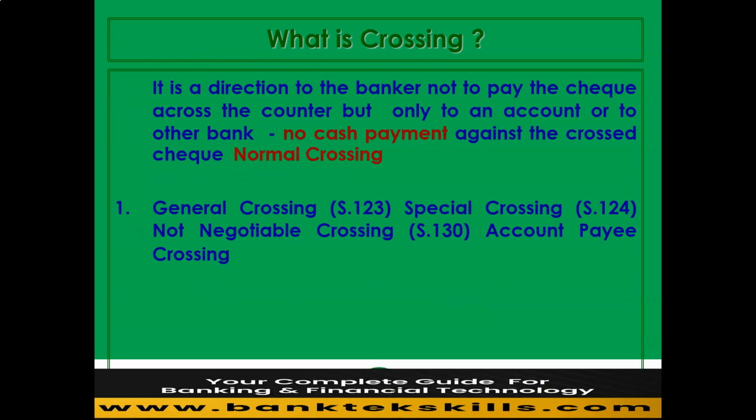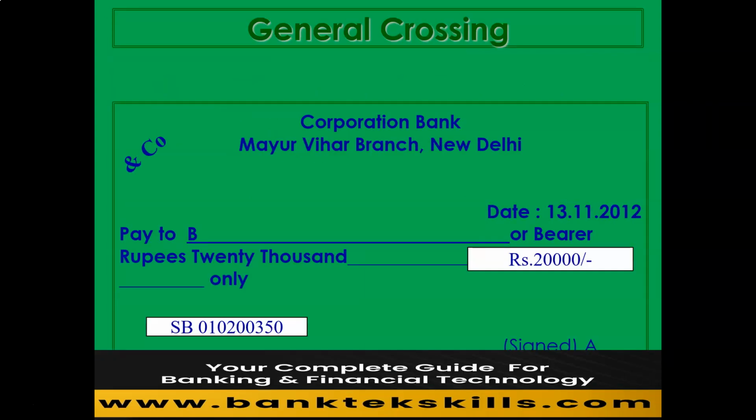What is crossing? It is a direction to the banker not to pay the check across the counter but only to an account or to another bank. No cash payment against a crossed check is allowed. This is called normal crossing. General crossing, section 123, special crossing 124, not negotiable crossing 130, and account payee crossing. So here I can draw two parallel lines, or I can write and co, or two parallel lines, account payee only, and I can write pay to B, then that check will go into B's account only.